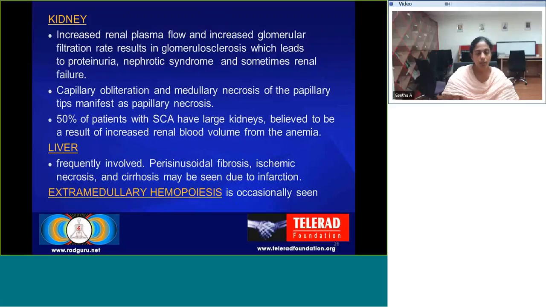There may be perisinusoidal fibrosis, ischemic necrosis, and cirrhosis due to the infarction. Extramedullary hemopoiesis is occasionally seen.